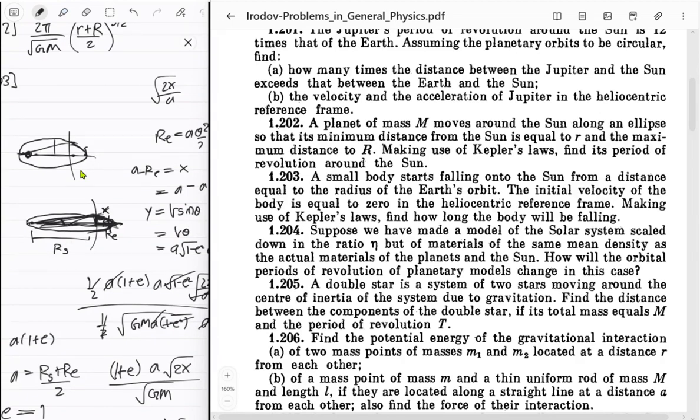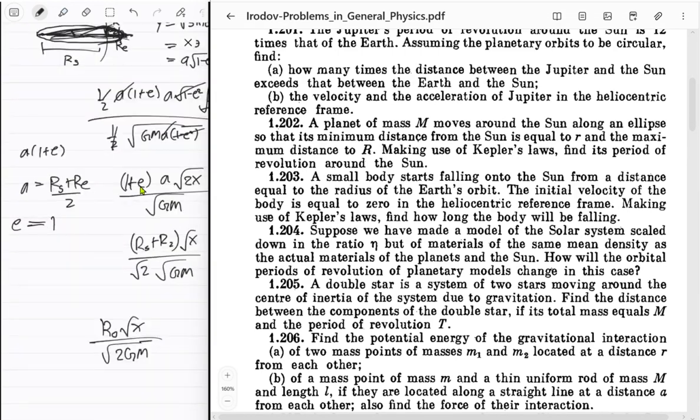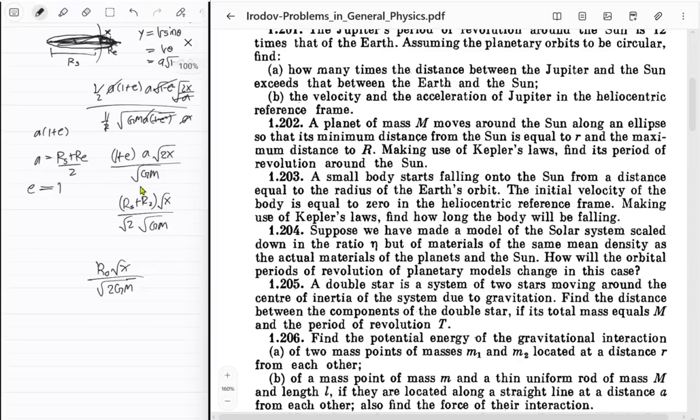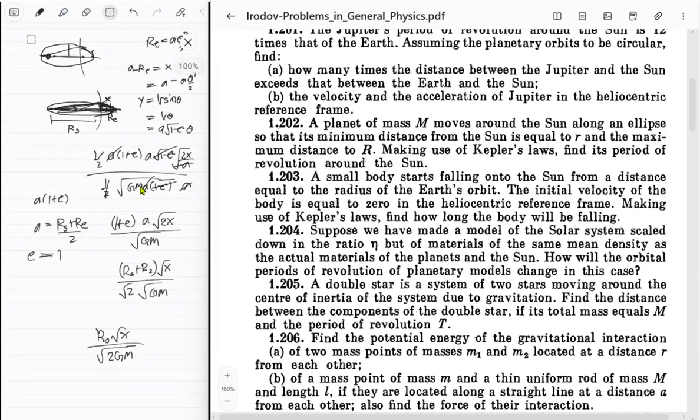They want us to use Kepler's law. That's why I did this whole thing. I could have just done integration. That would have worked. But there you go. You got the formula. Hopefully, it's gonna work out. Okay, it should work.